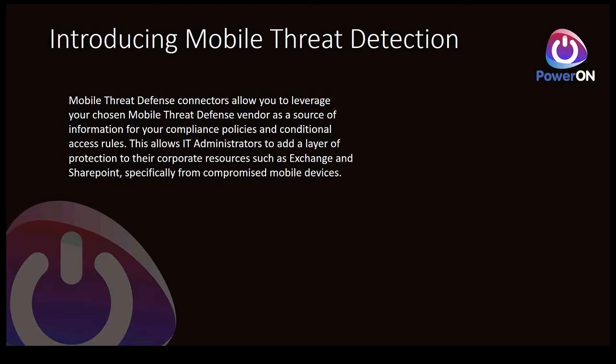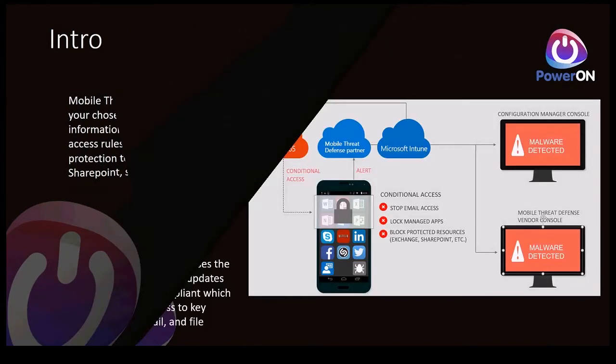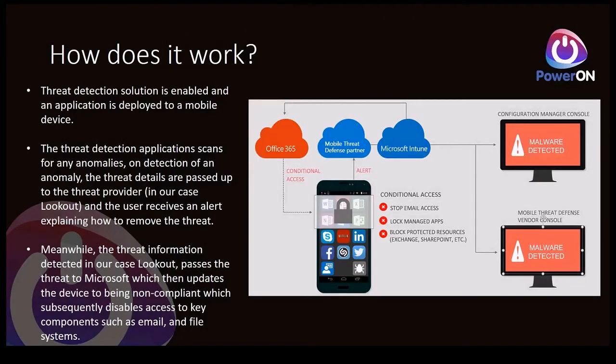So in the case of us, which is Lookout, it works in this way. The threat detection solution is enabled, application is deployed on the device. As we were saying, the threat detection application scans for any anomalies and on detection of such anomaly, the threat details are passed to the threat provider. So that would be, in our case, Lookout. From there, the user receives an alert explaining how to remove the threat.